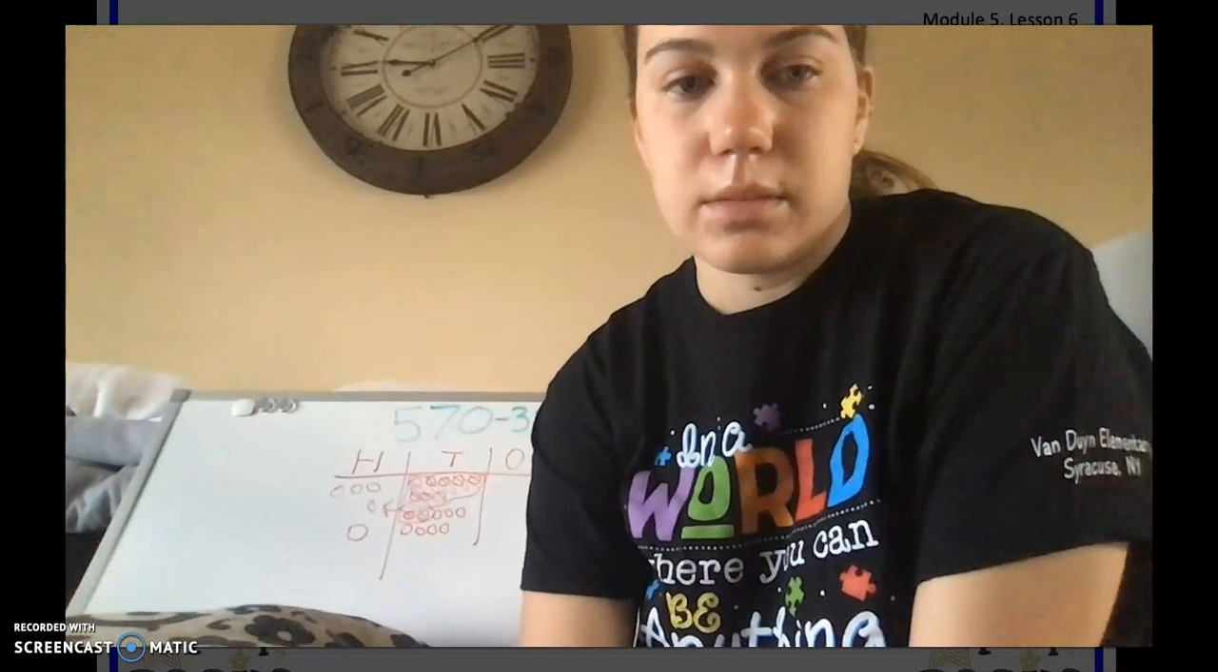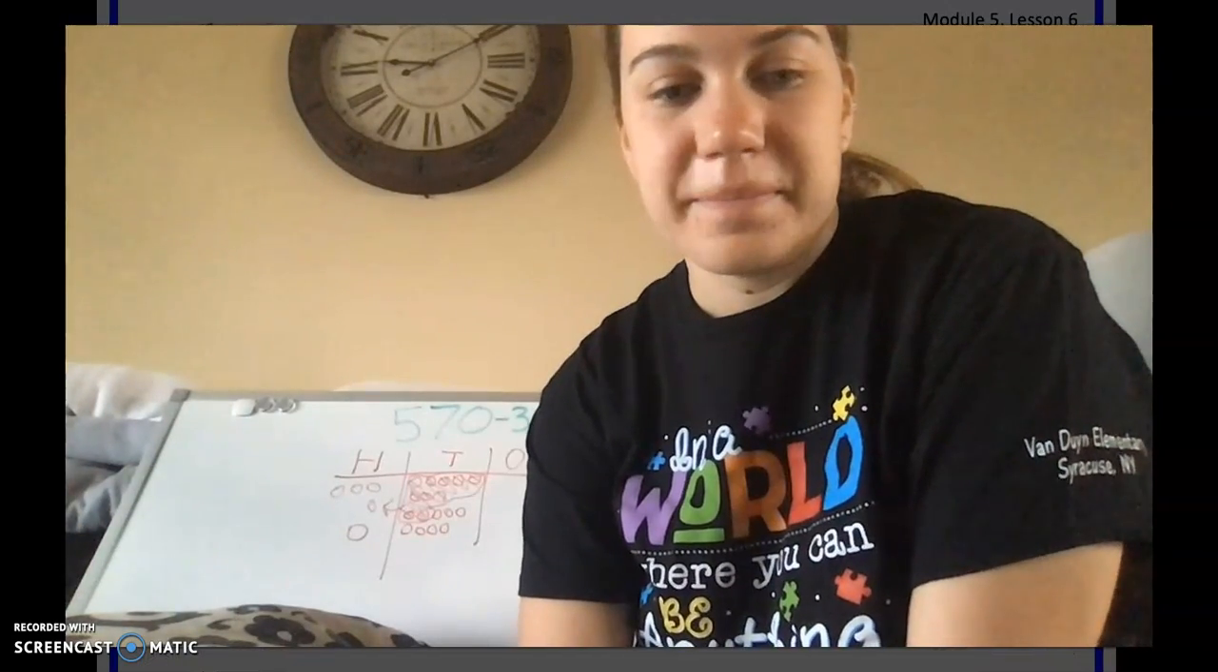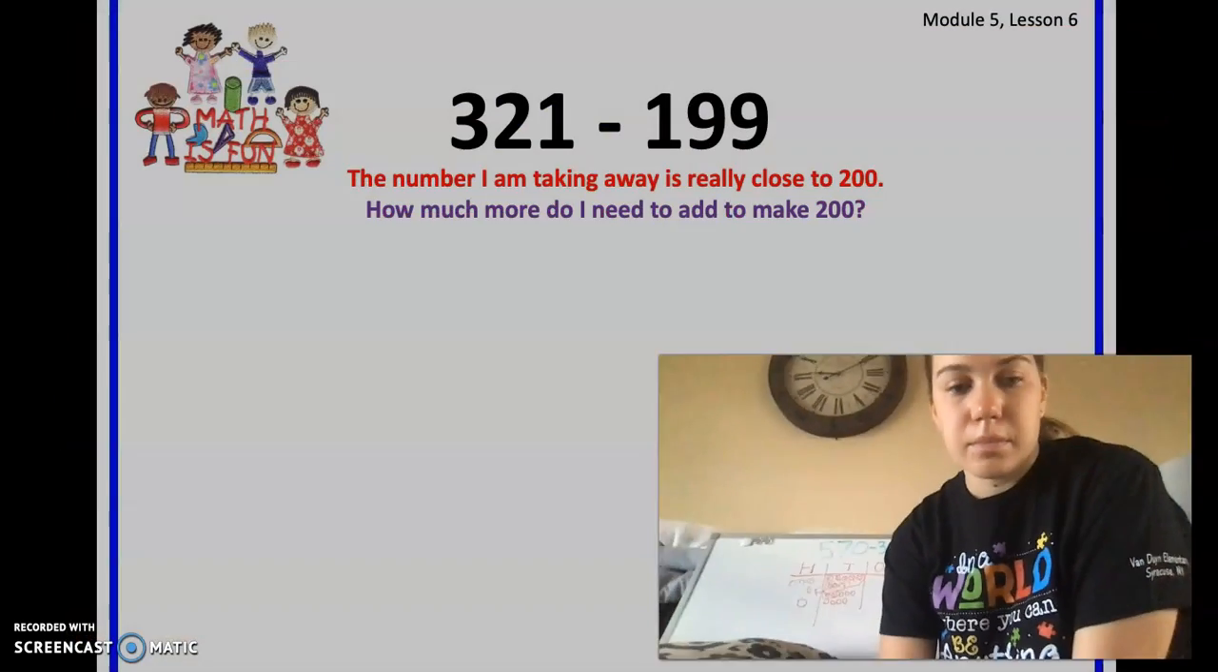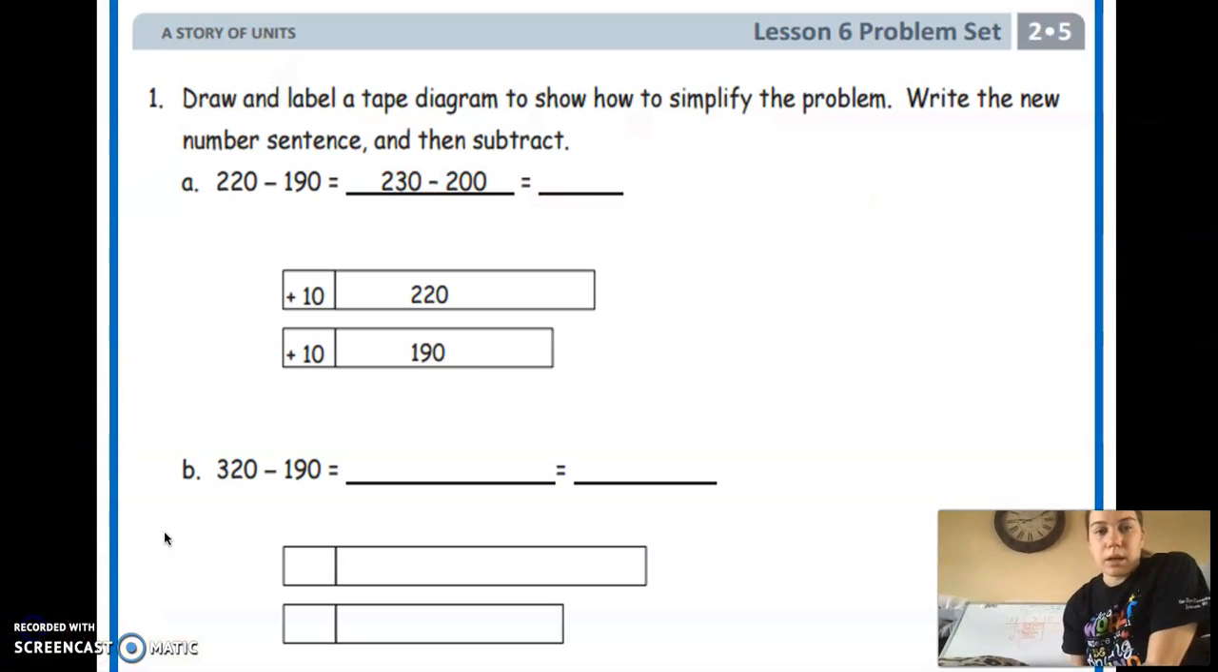Where's my mouse? There it is. Alright, so if we look at our problem set for today, it says draw and label a tape diagram to show how to simplify the problem. Write the new number sentence and then subtract. So you're going to do exactly what we did today.